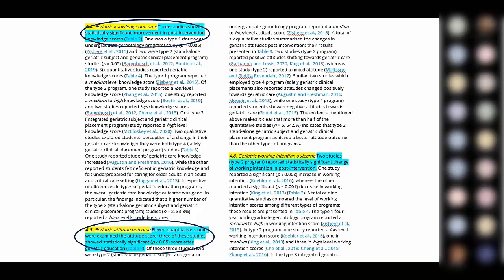Not sure if you can see my cursor there. So we've got geriatric knowledge outcome, geriatric attitude outcome, and geriatric working intention outcome. These were the three themes we saw listed at the end of the introduction when Joanna et al. laid out a partial preview of their main points.